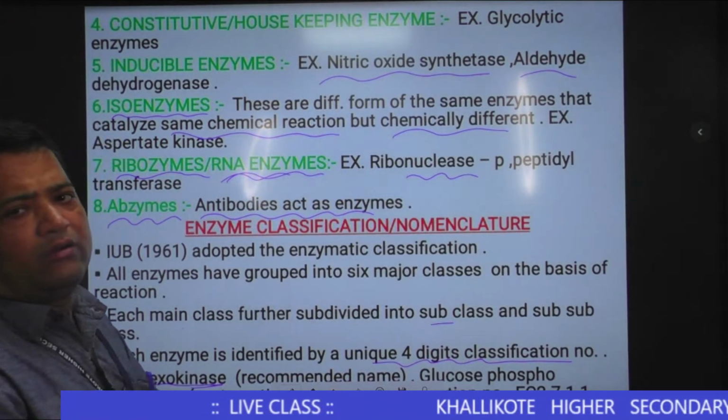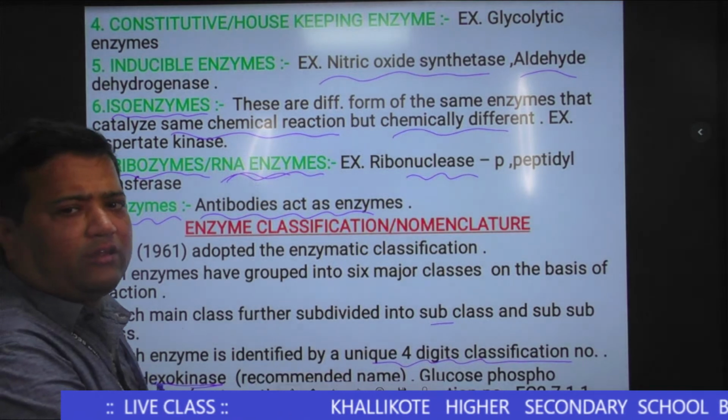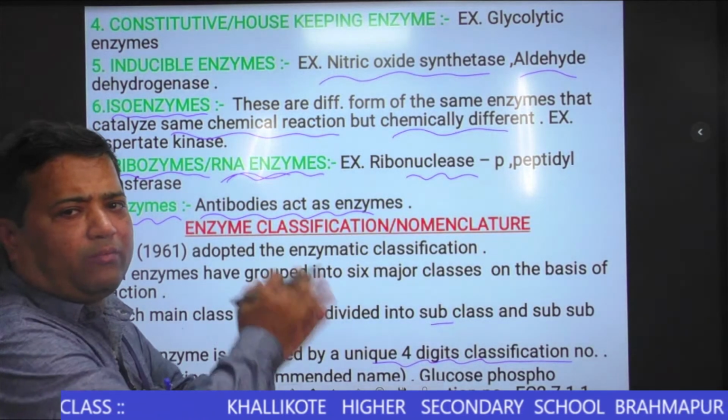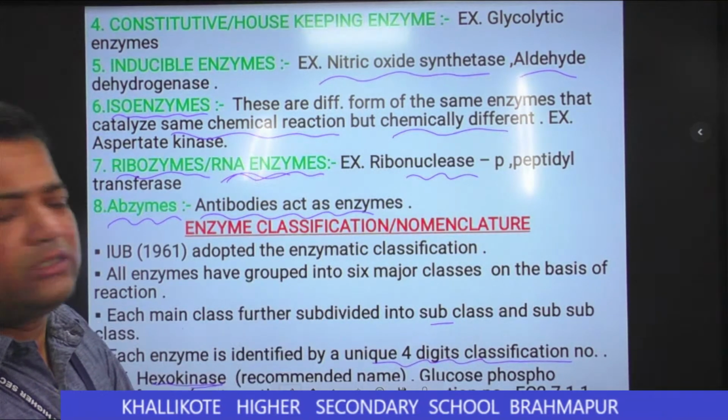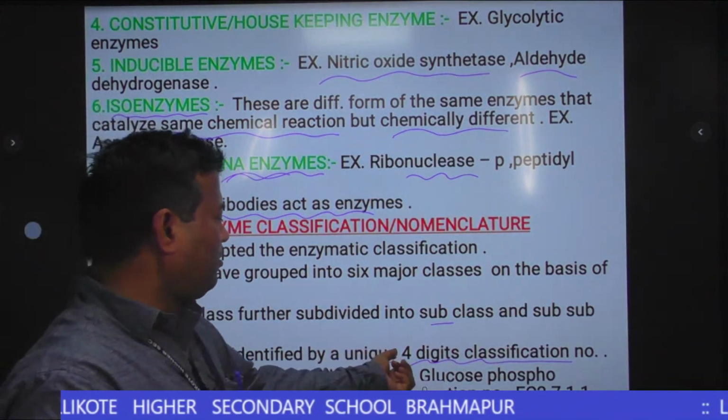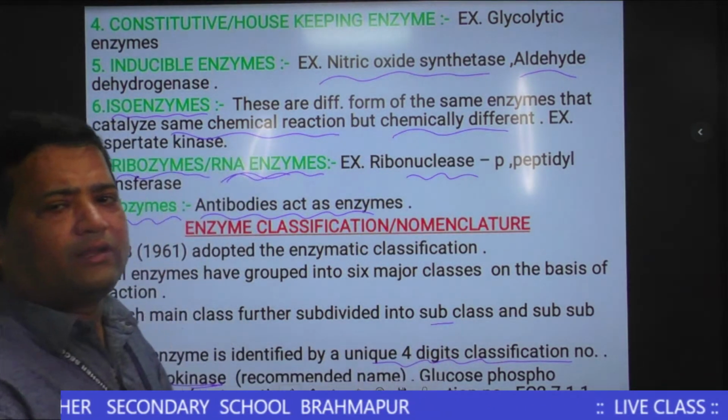Here hexokinase transfers the phosphate group from one compound to another compound. So the systematic name is glucose phosphotransferase enzyme.